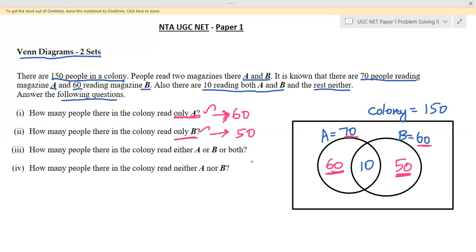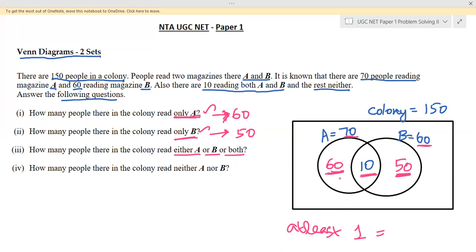Now coming to the third question, how many people are there in this colony who are reading either A or B or both? So what do you mean by this? Either A or B or both. The meaning is people who are reading at least one of these magazines. So this can even be asked as at least one magazine. At least one magazine in the sense they can read either magazine A or they can read magazine B or they can even read both. So in that way, how many people are there totally?